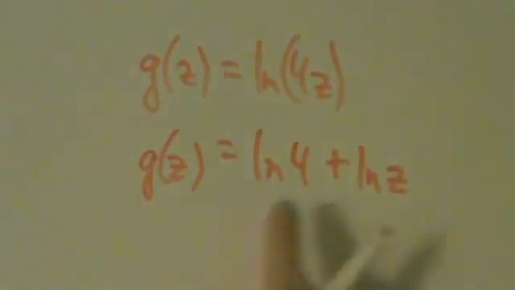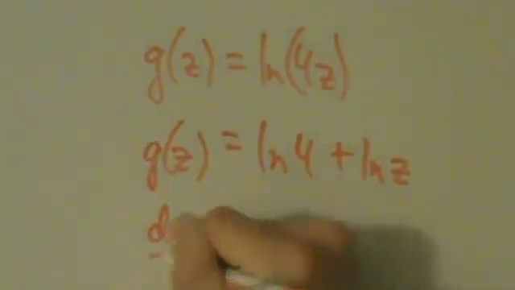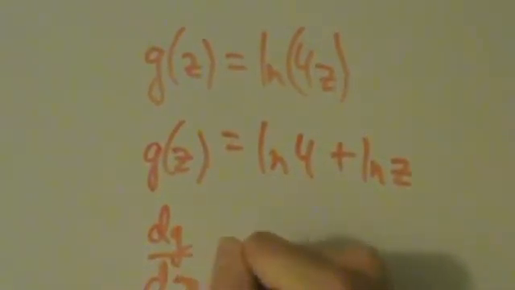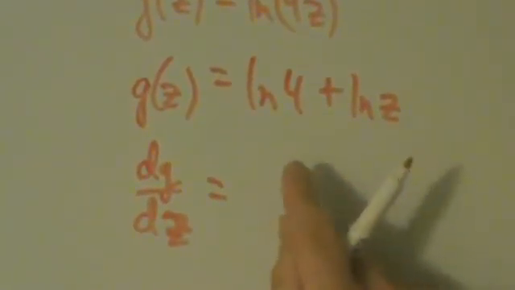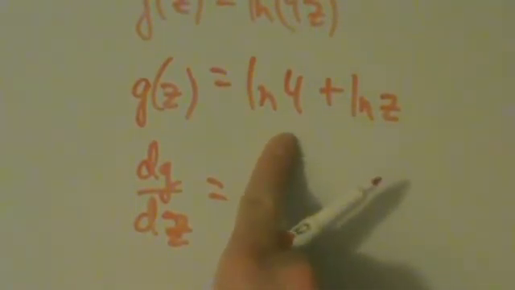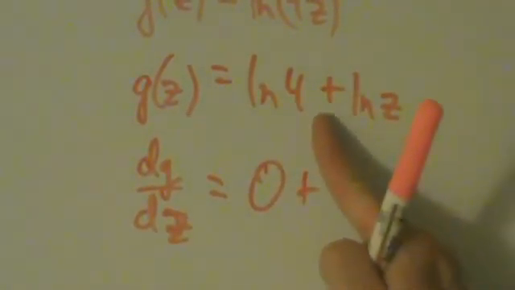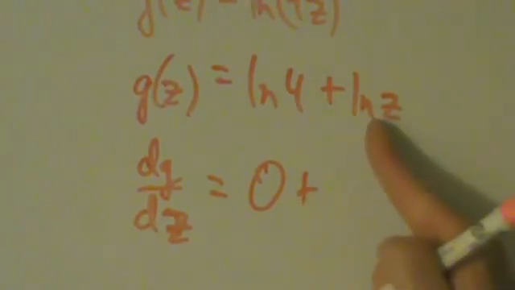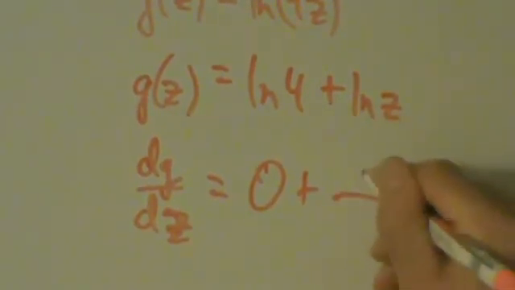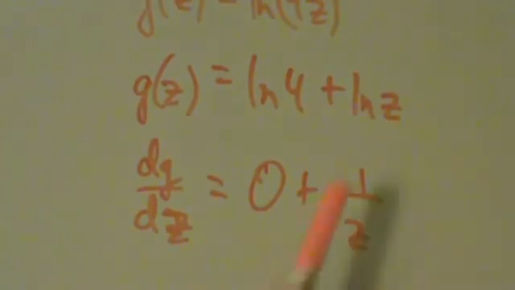So g of z equals this stuff here, so that means dg dz is the derivative of the first term. But the first term, what is that? Natural log of 4, it's just a constant, right? It's kind of a goofy constant, but still just a constant. So its derivative is 0. And then plus, derivative of natural log of z is going to be 1 over z. So again, we just differentiated term by term, and then we ended up with this.